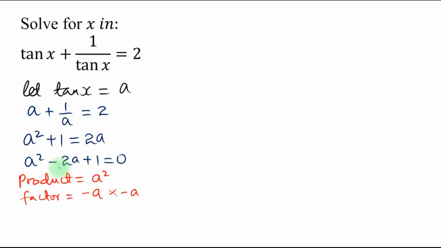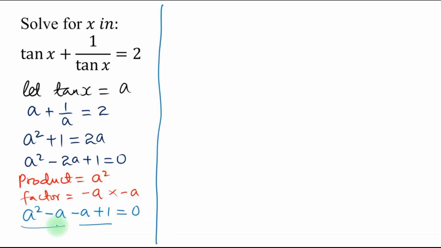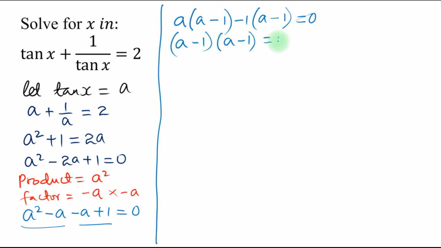So from there we rewrite the middle part in the expanded form, which will be a squared minus a minus a plus 1 is equal to 0. Therefore we shall take them into pairs and then we factor out what is common. So in the first part we have a as a common factor. So a to bracket a squared divided by a, we have a, minus a divided by a, we have minus 1. Then minus a plus 1, actually minus 1 is common. Therefore minus a divided by minus 1 will be positive a, then plus 1 divided by minus 1 we have minus 1, which will be equal to 0. Therefore this will be a minus 1 multiplied by a minus 1, which will be equal to 0.